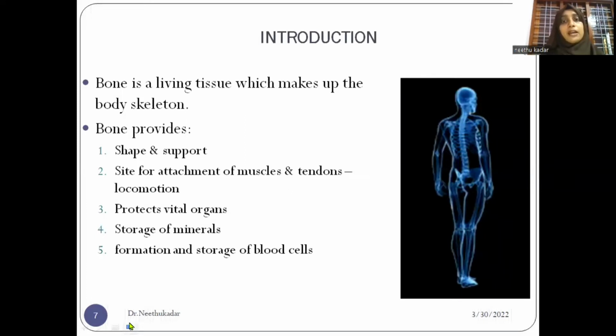Bone is the living hard tissue which makes up the body of the skeleton. It is the hardest structure in the body. Coming to the functions of bone, it provides shape and support to the body. It is a site for attachment of muscles and tendons, thereby helping movement or locomotion. It protects the vital organs. It helps to store minerals. It helps in the formation and storage of blood cells.